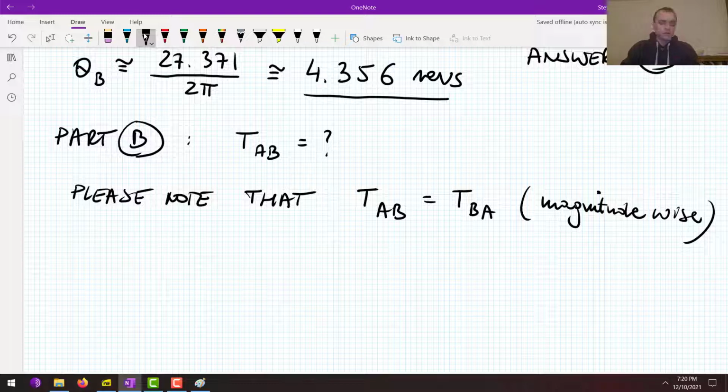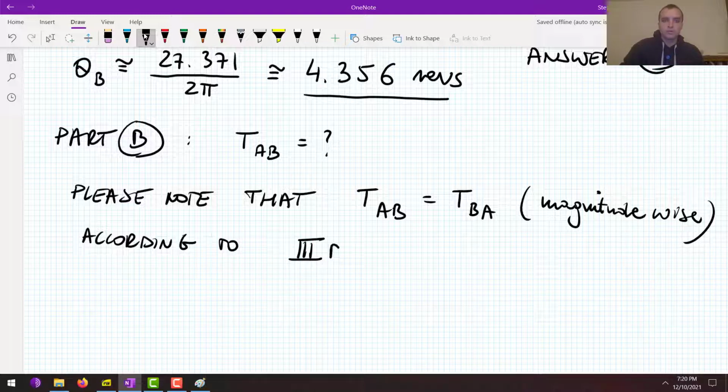Okay, so for those of you who got it right, congratulations. And for those of you who just came here to put their notes together, this is according to Newton's third principle.